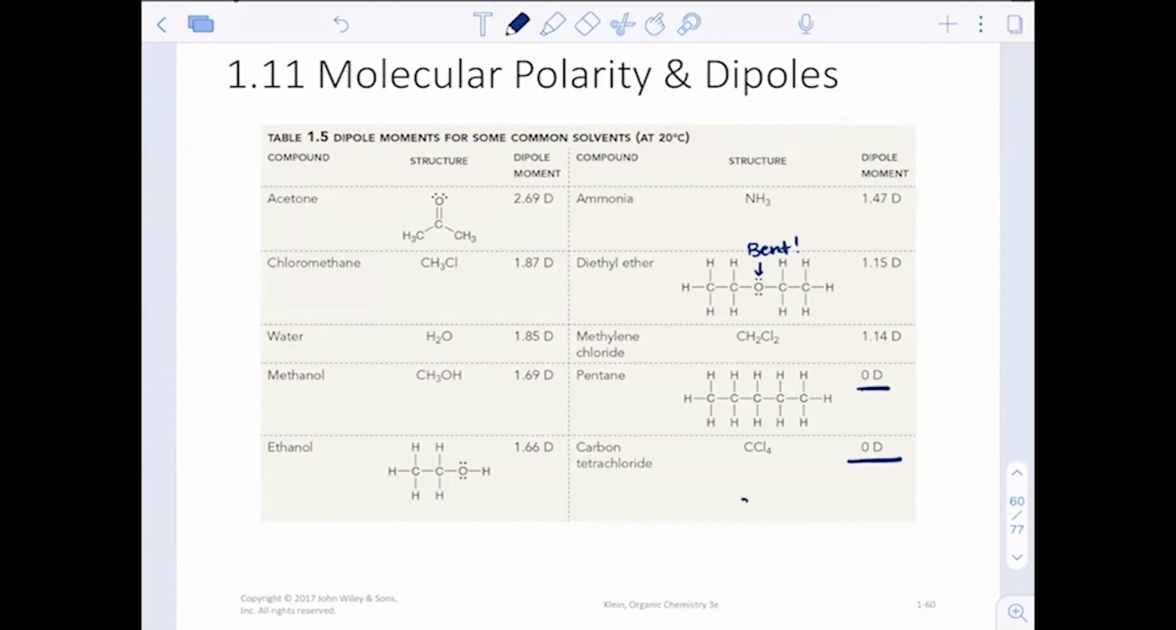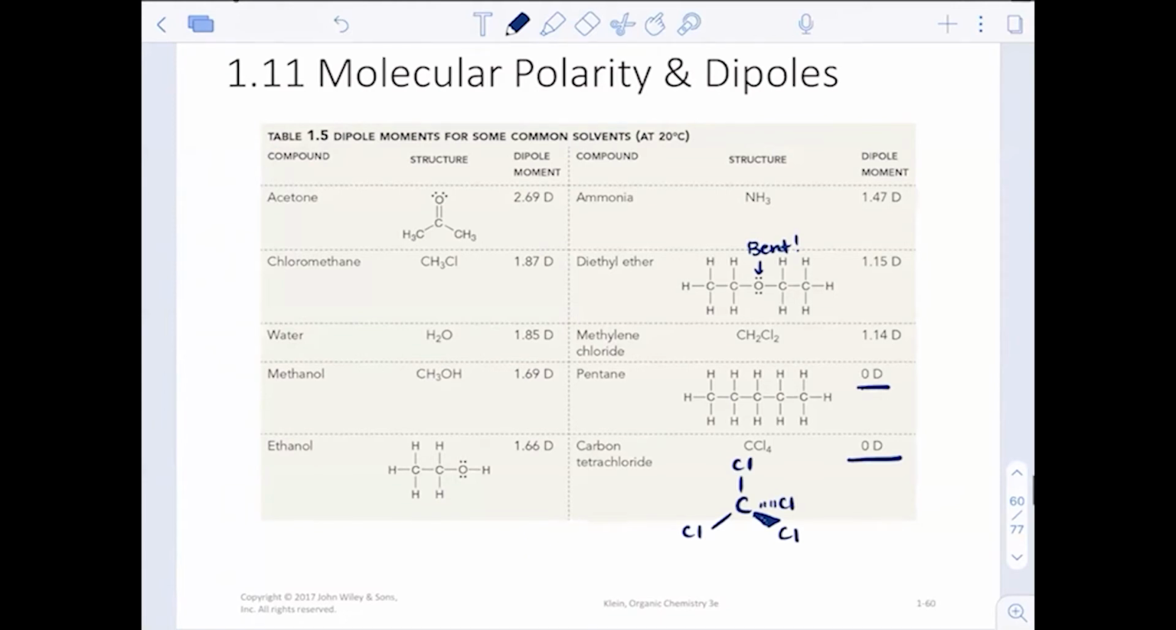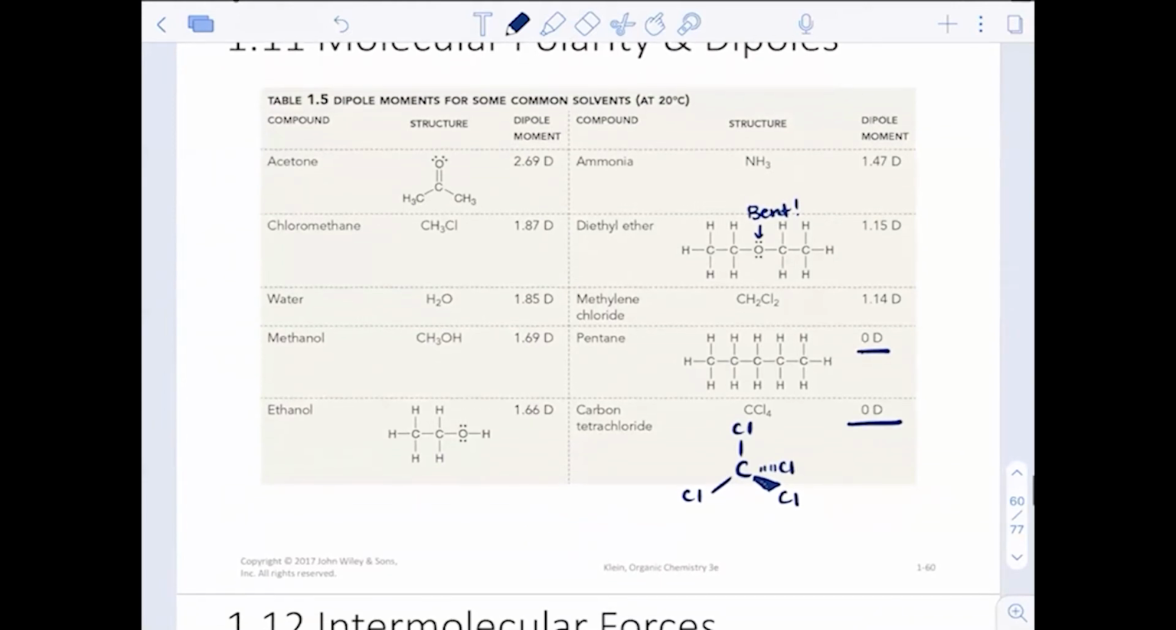CCl4, yes, carbon to chlorine is a polar bond, but what is happening here is the overall vector sum is 0 because every chlorine is pulling the exact same way. I want to just present another one. Carbon to oxygen is usually polar, but in carbon dioxide, we have an overall 0 dipole. Dipole moment is 0 because of the equal symmetry within that molecule.